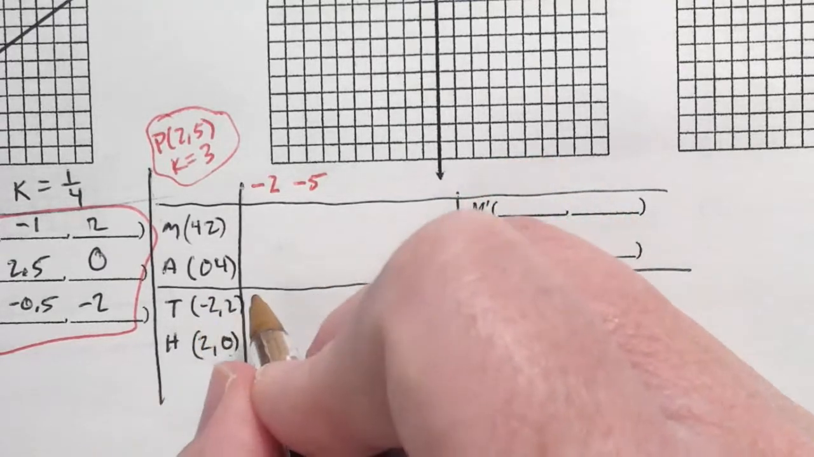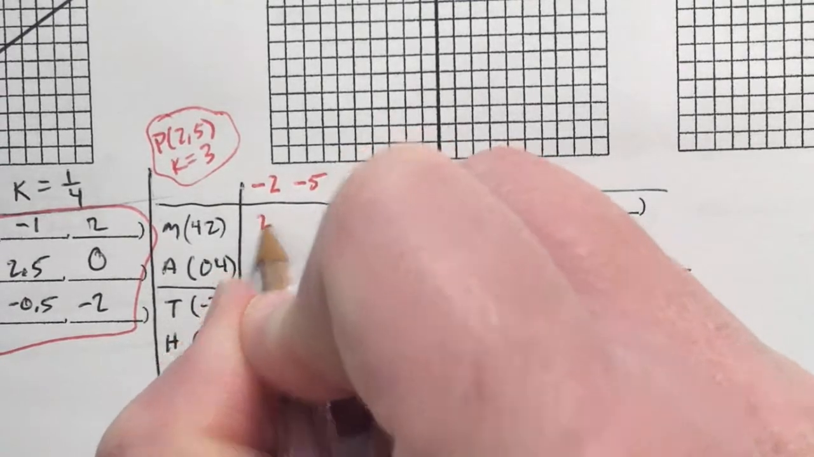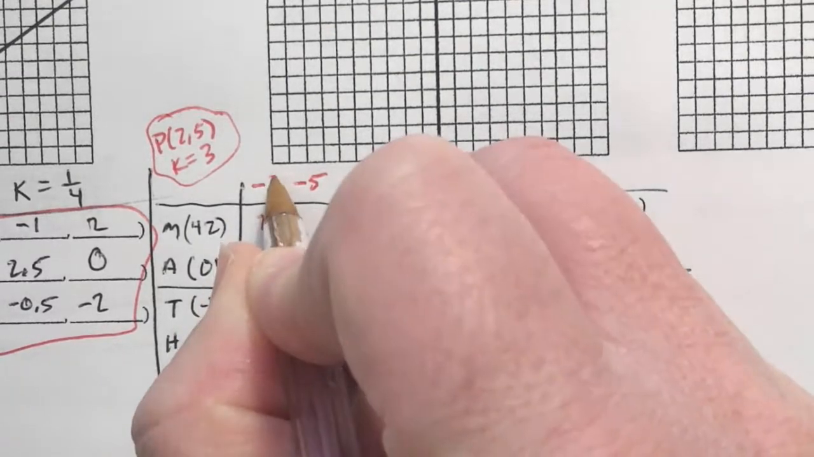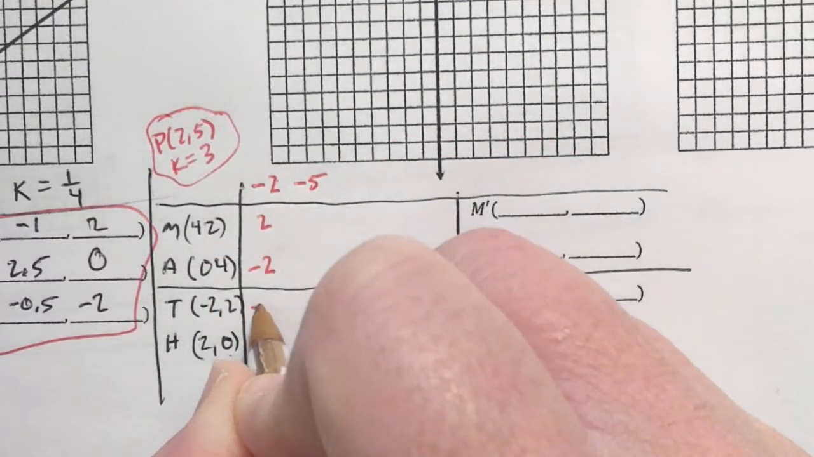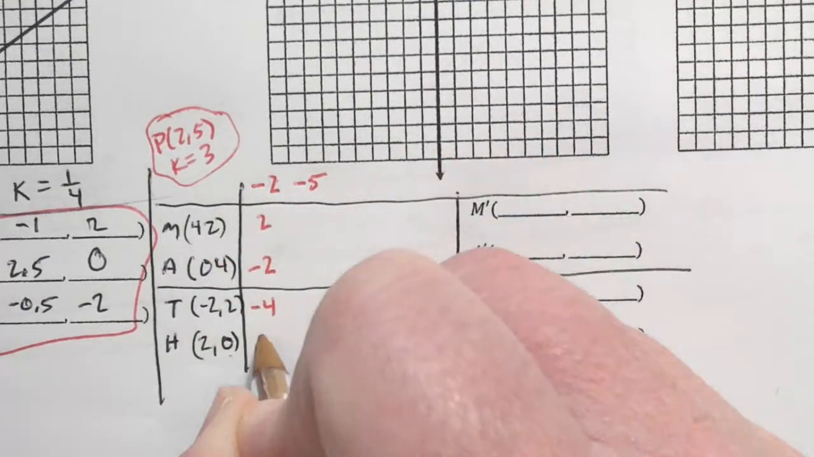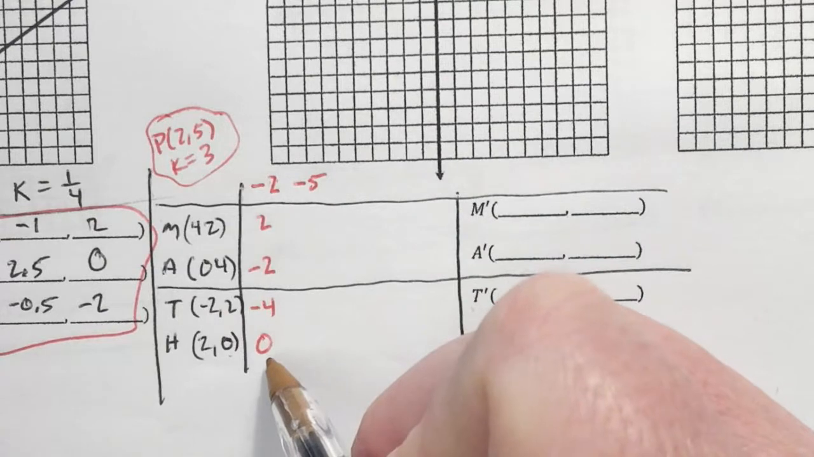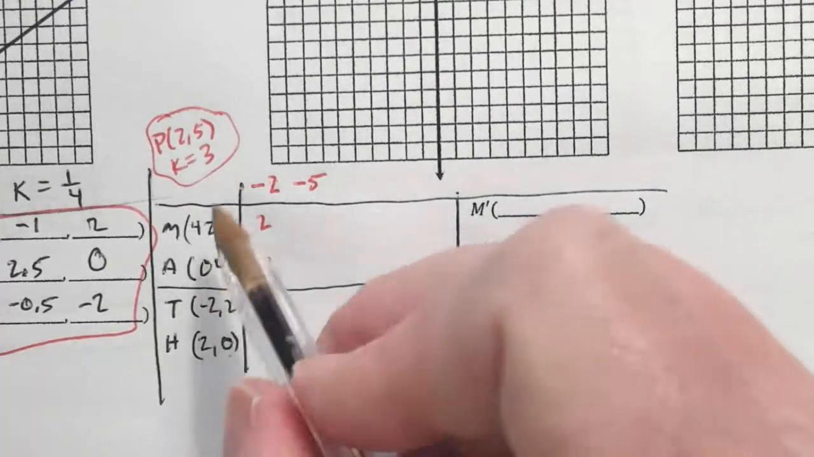So 4 minus 2 is 2. 0 minus 2 is negative 2. Negative 2 minus 2 is negative 4. And 2 minus 2 is 0. So all we did was undo our x's. Now we're going to undo our y's.